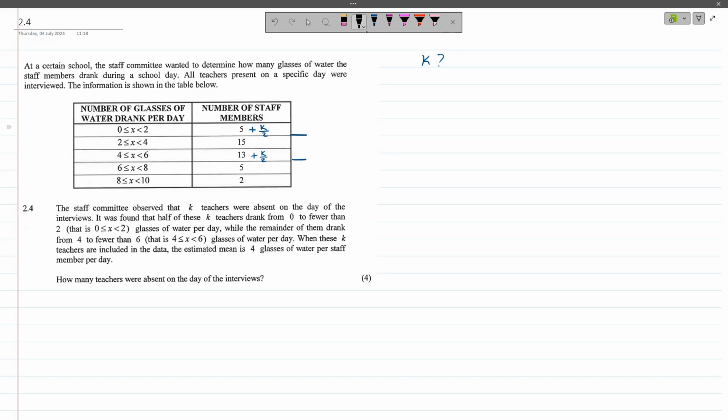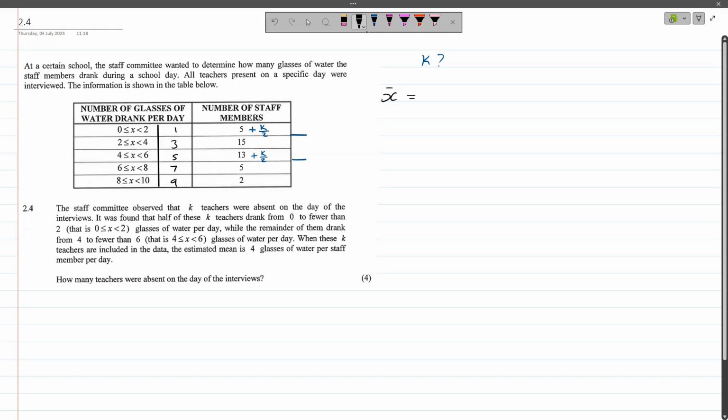Therefore, if we want to find the value of K, since they told us what the mean of the data is, we can say that the mean of the data will be equal to 0 plus 2 divided by 2 to get the midpoint. Actually, I can just write down the midpoints inside this data. So 0 plus 2 divided by 2 is 1. The midpoint of 2 and 4 is 3, 4 and 6 is 5, 6 and 7 is 7, and 8 and 10 is 9.